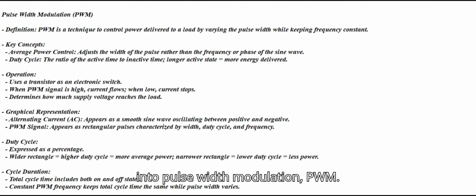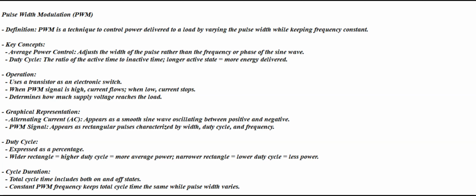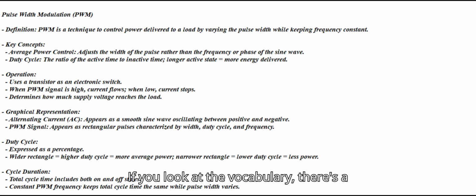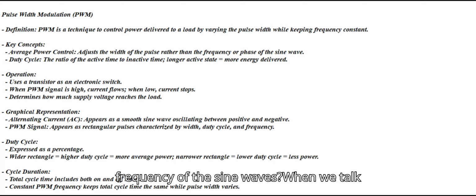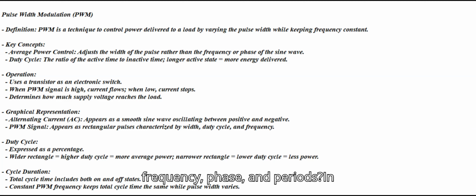Now we get into pulse width modulation, PWM. If you look at the vocabulary, there's a modulation happening with the width of the pulse. Let's break that down. PWM is a technique used to control the amount of power delivered to a load by varying the width of the pulses in a signal while keeping the frequency constant. Essentially, you're controlling the amount of power, but we need to clarify what controlling the amount of power means. Are you controlling the frequency of the sine waves? When we talk about hertz, are we managing the frequency, phase, and periods?